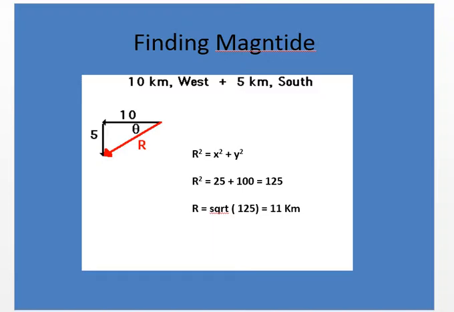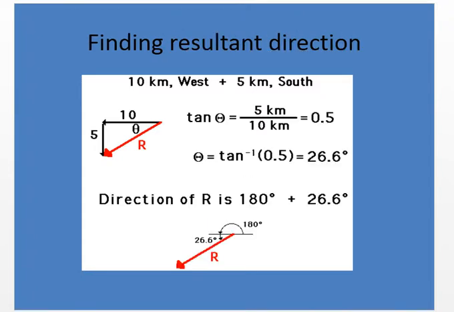If we use the Pythagorean theorem, r squared equals x squared plus y squared. So x and y are your components. So r squared is equal to 5 squared plus 10 squared, or 25 plus 100. So r squared is 125, and if I take the square root of that, then my magnitude would be 11 kilometers.